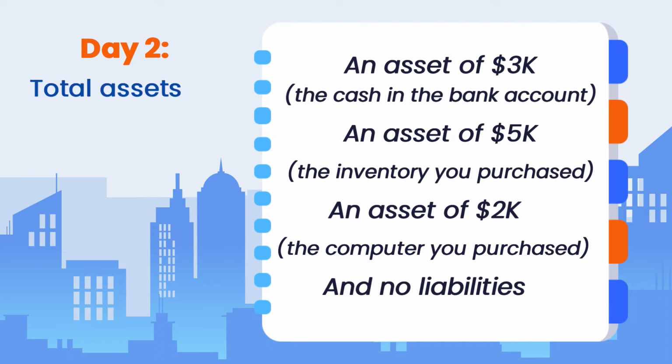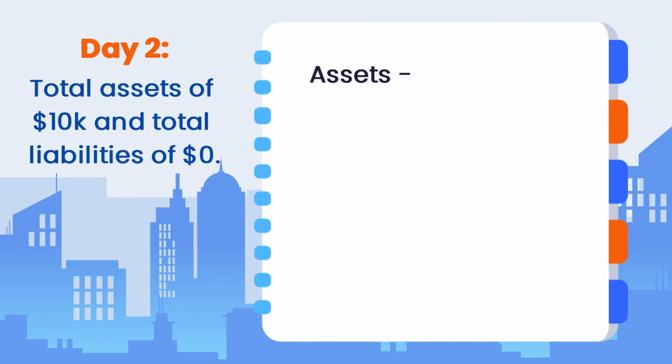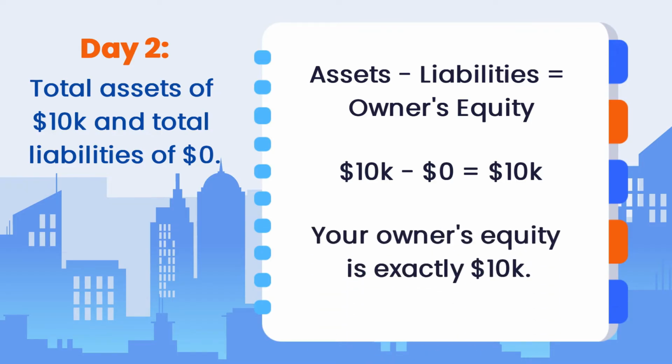This means you have total assets of $10,000 and total liabilities of $0. Using our formula of assets minus liabilities equals owner's equity, we get $10,000 minus $0 equals $10,000. So, on day two, your owner's equity is once again exactly $10,000.